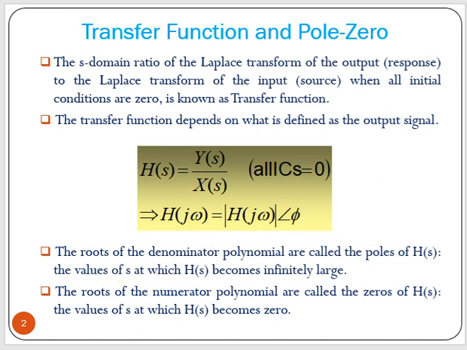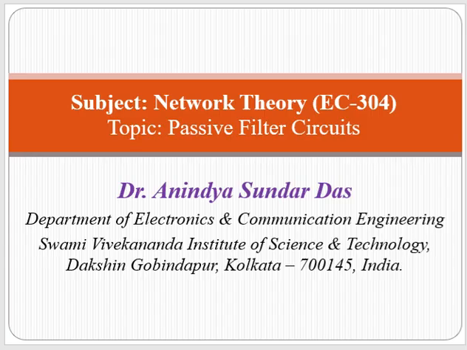Now the roots of the denominator polynomial of the transfer function are called the poles of H(s), and they are the values of s at which H(s) becomes infinitely large. And the roots of the numerator polynomial of the transfer function are called zeros, and the values of s at which H(s) becomes 0. So these are the two points that you have to remember.